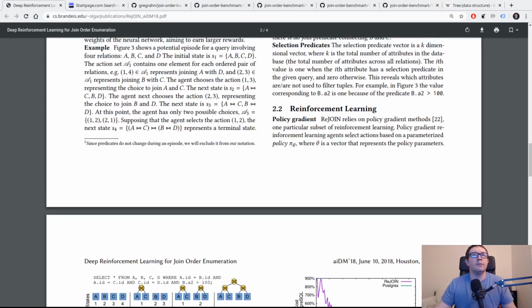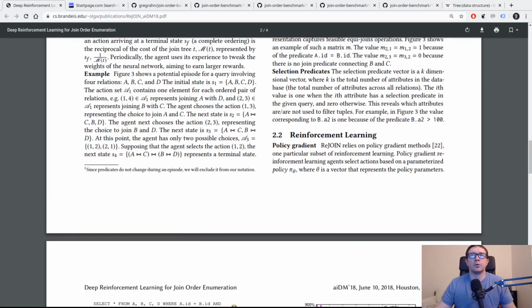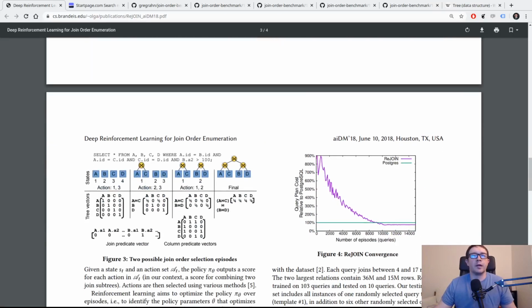Okay, so figure 3 shows a potential episode for a query involving 4 relations A, B, C, and D. The initial state is thus S sub 1 equals the set A, B, C, D. So let's scroll down here. We have 4 blocks here, A, B, C, and D. That's our initial state, 4 different relations.